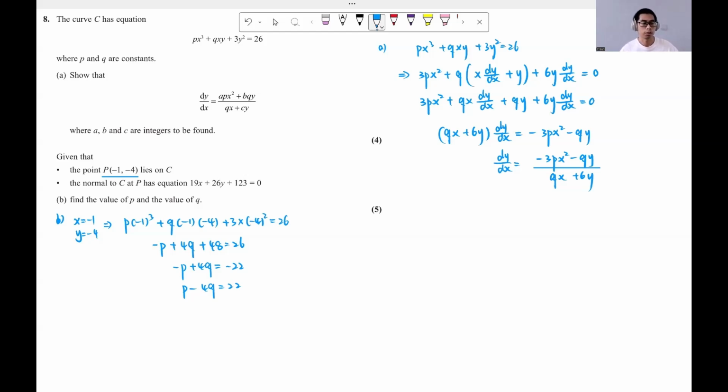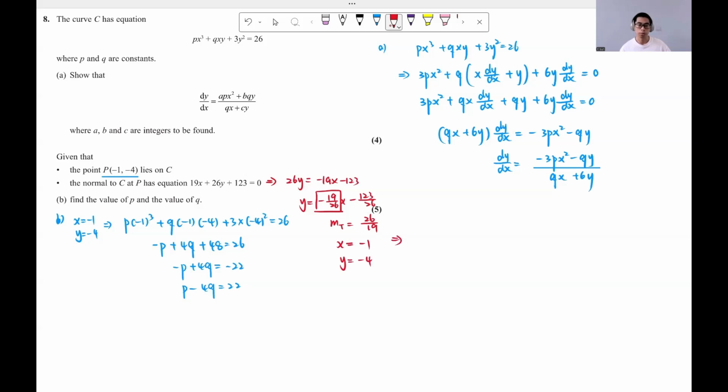And then for the second equation, every time you're talking about the normal or the tangent, we need to rearrange it to find the gradient first. So rearranging this one, we have 26y equal to -19x minus 123, and y is equal to -19 over 26 x minus 123 over 26. So the gradient of the normal is -19 over 26. That means the gradient of the tangent should be 26 over 19 when x is equal to -1 and y equal to -4.